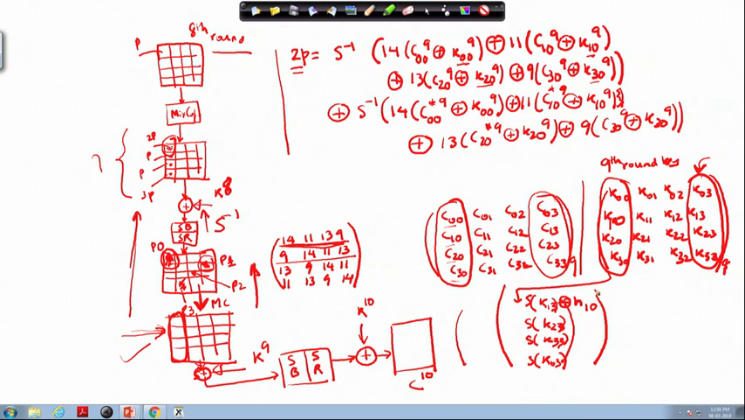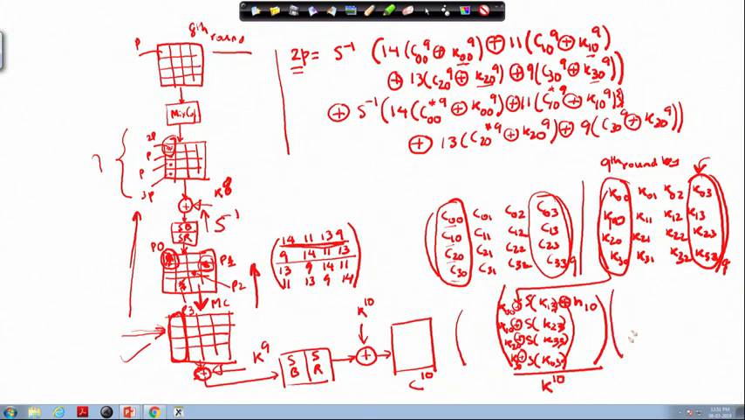So this is the first column of the 10th round key. Once you have got that, you XOR this with the first column. You XOR this with K00, the second value with K10, then K20, and then K30, and that gives you the first column of your 10th round key.